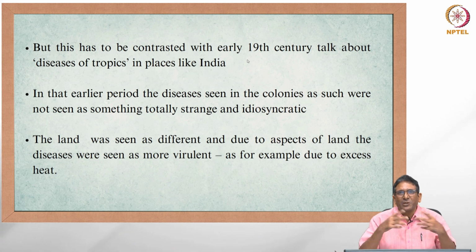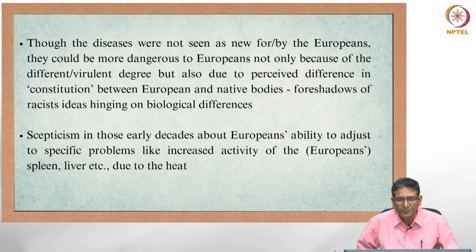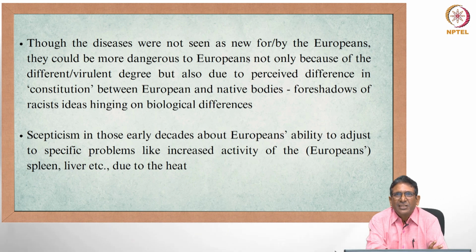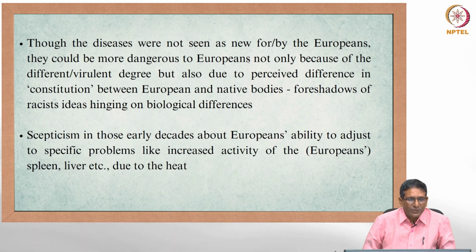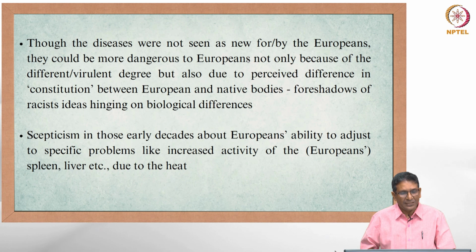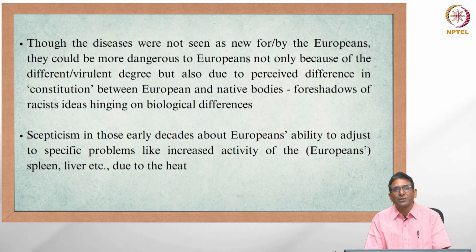So, the disease was the same, but because of the particularities of the land, it was more virulent, and that too, especially for the Europeans, it could be even more dangerous and more virulent. And as we saw, at that time they also felt there was an essential difference of constitution between the European and the native bodies, which also served as early inklings or foreshadows of racist ideas based on physical, biological features. Therefore there was skepticism about Europeans' ability to adjust to specific problems, like the increased activities of Europeans' spleen, liver, etc., because of the particularities of the climate or other aspects of the tropical areas.